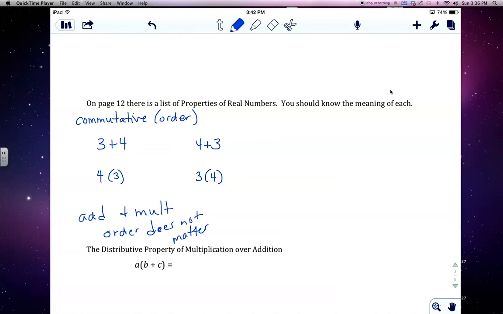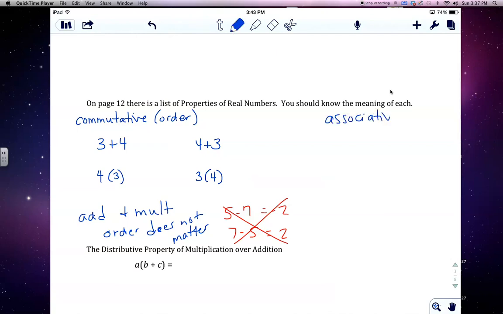So if you had 5 minus 7, that's not the same thing as 7 minus 5. You'd get negative 2 here and you'd get 2 here. So order does matter in subtraction and division. Just keep that in mind. Later on, we'll do a problem, and I'll just switch the order of the addition problem, and you should understand that it doesn't matter.